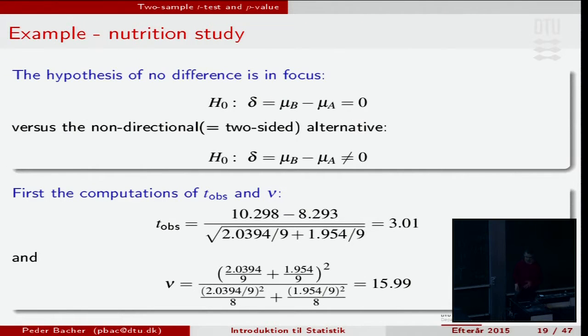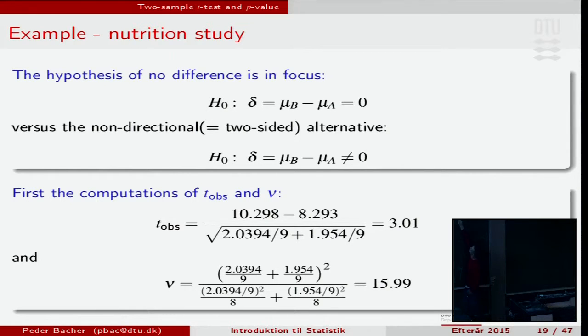Okay. So in the case of this example with this nutrition study, we will say the null hypothesis is that the difference in mean is actually zero, versus the non-directional alternative, that it's simply different from zero. And what we need to do is calculate the observed t statistic. There we take the difference, minus zero, but since it's zero, we don't write it. So the observed difference divided by the square root of the sample variance divided by 9, because there are 9 observations in one sample, plus the other sample variance divided by 9.